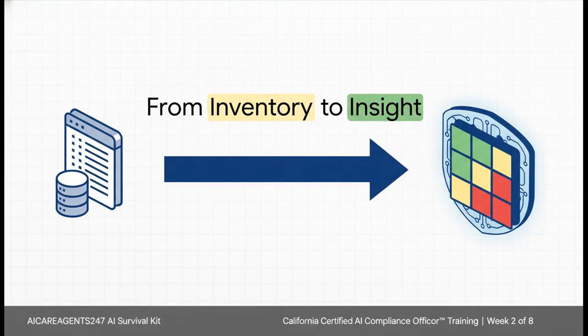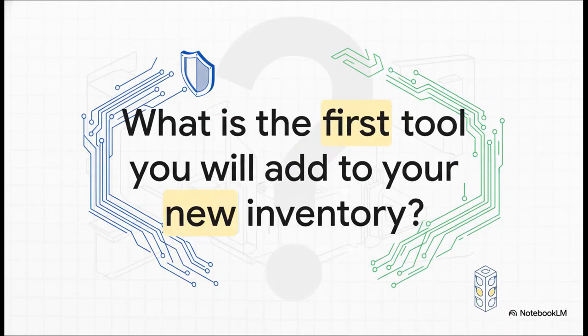And you should know the hard work you do this week directly enables our next crucial step. In Week 2, we're going to move from inventory to insight. We will use this master list that you've so carefully built to create your organization's AI risk heat map. And that's what will allow us to prioritize all our future governance efforts. And I'll leave you with one final thought, which is really an immediate call to action. After this module, right now, what is the very first tool that you are going to add to your new AI inventory sheet? Start there. Let's begin the process right now.